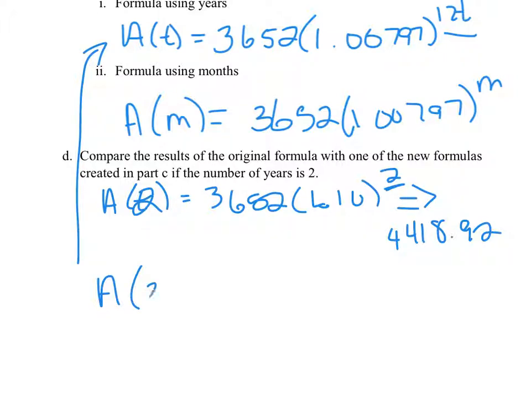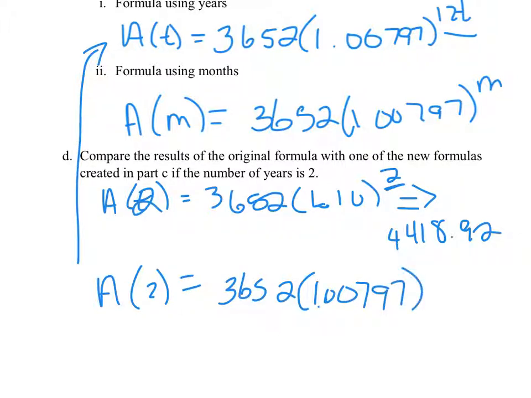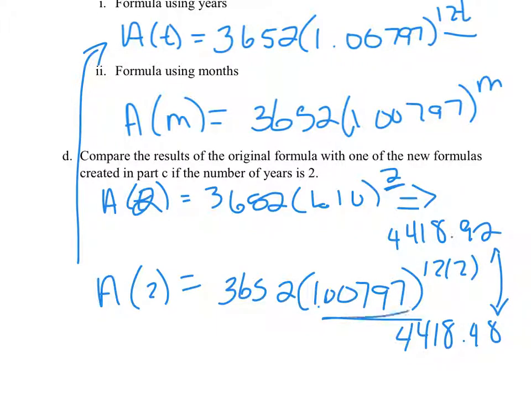Now, if I do this one, using years again, A of 2 is equal to 3652 times 1.00797, etc. to the 12 times 2. It's 4418.48. Now, I rounded here. So if you didn't round, I would have gotten a lot closer. This difference here is because of my rounding.